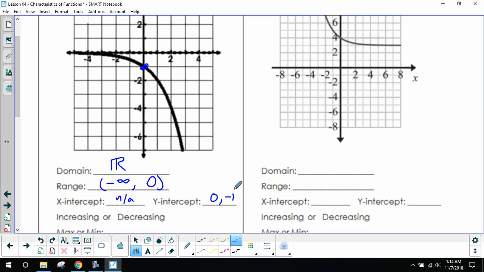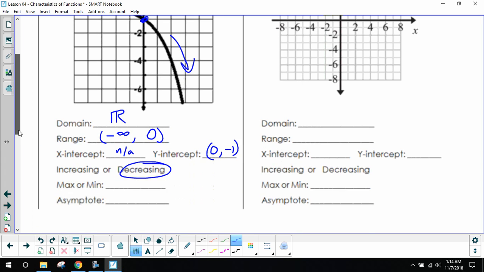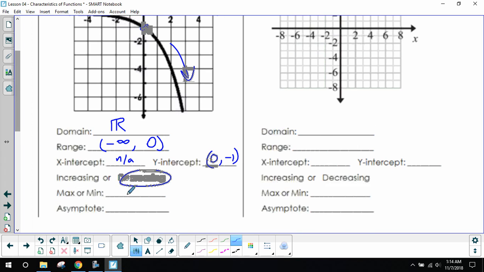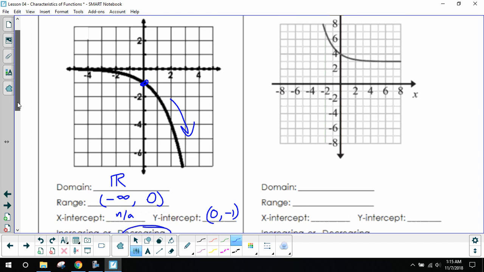Increasing, decreasing, guys, this bad boy is going down. She's decreasing. Max and min, again, we just discussed this going down and up forever, so NA. Asymptote, well, we just discussed that to be at the 0. Shoo, we're getting better at this. Domain, again, all real numbers.